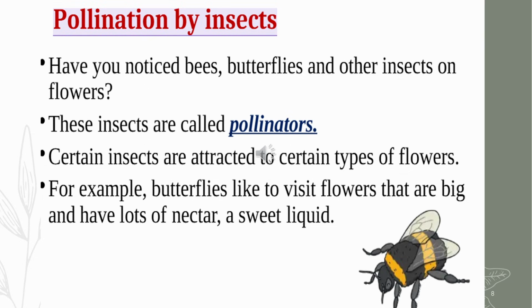So for pollination by insects, have you noticed insects like bees and butterflies, or maybe some other insects as well? They will be flying on the flowers. So these are the insects that we call pollinators. Certain insects are attracted to certain types of flowers. For example, butterflies like to visit flowers that are big and have lots of nectar. Nectar is a kind of sweet liquid.